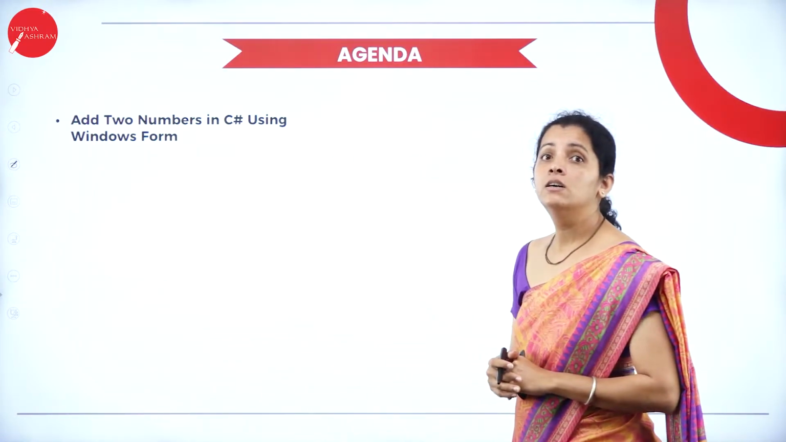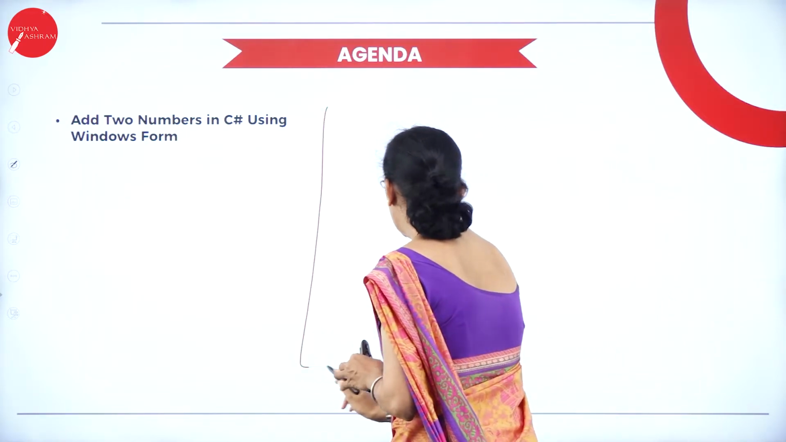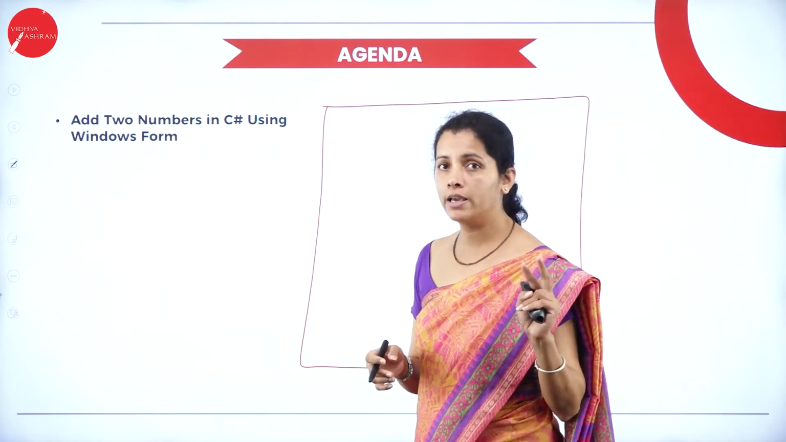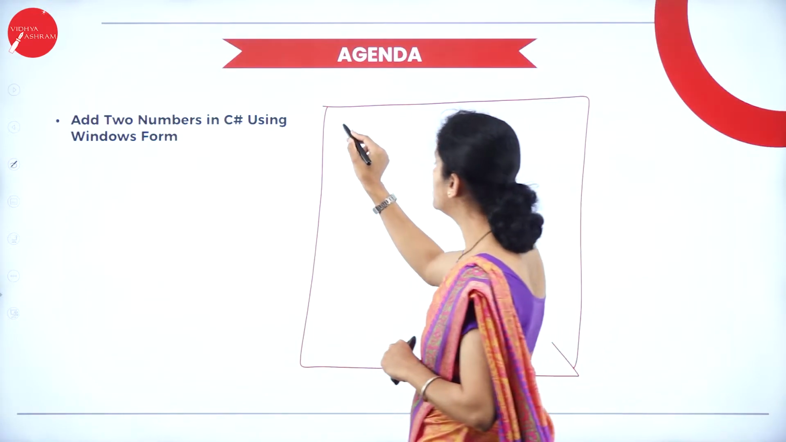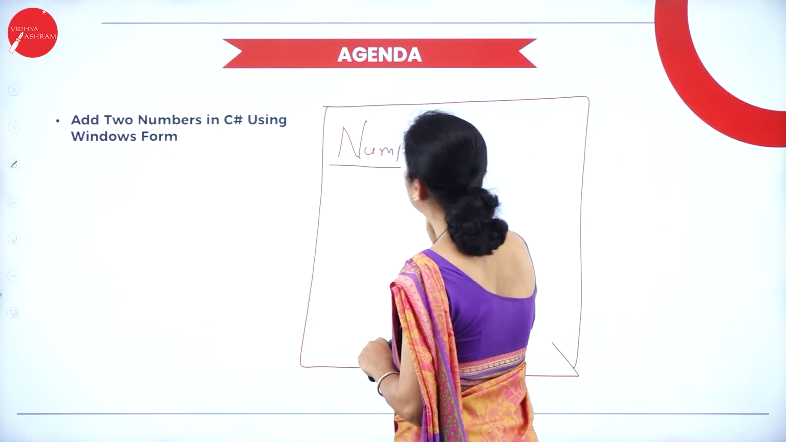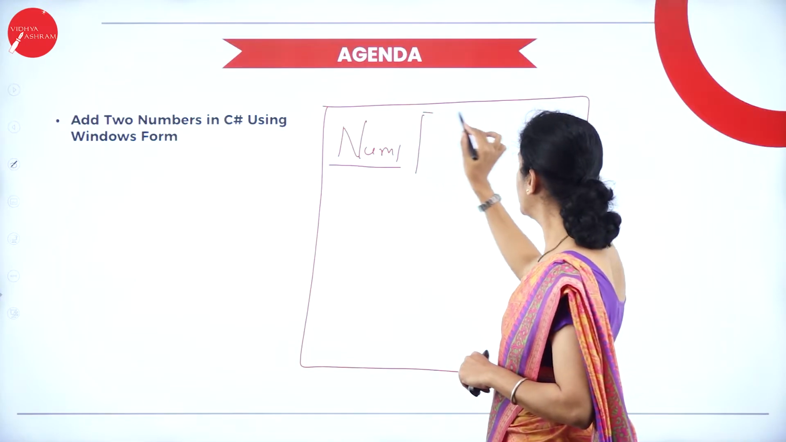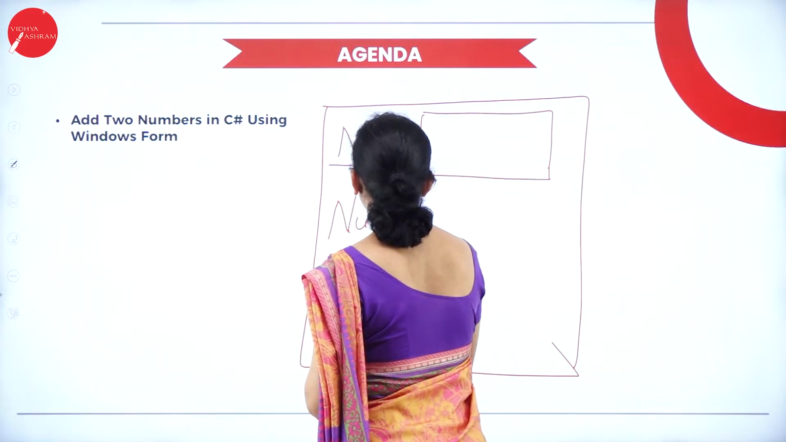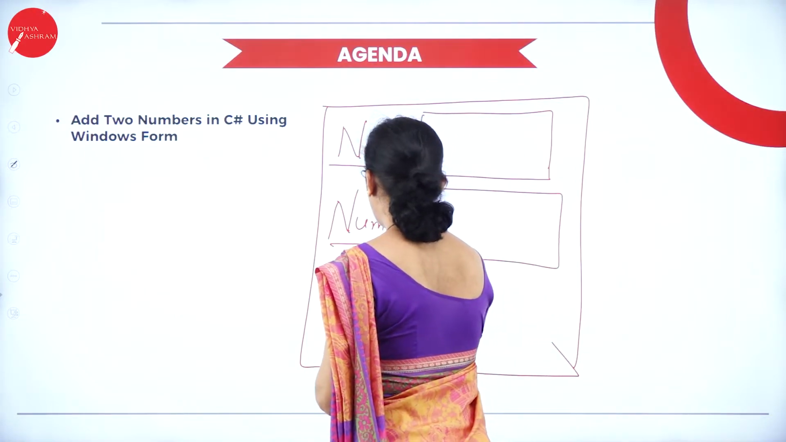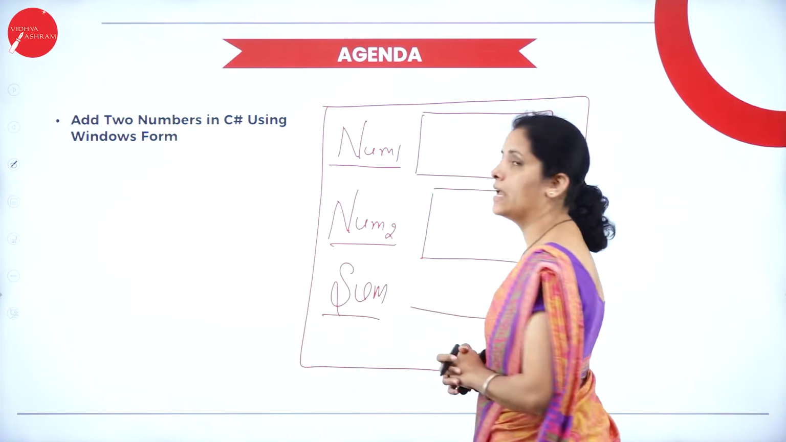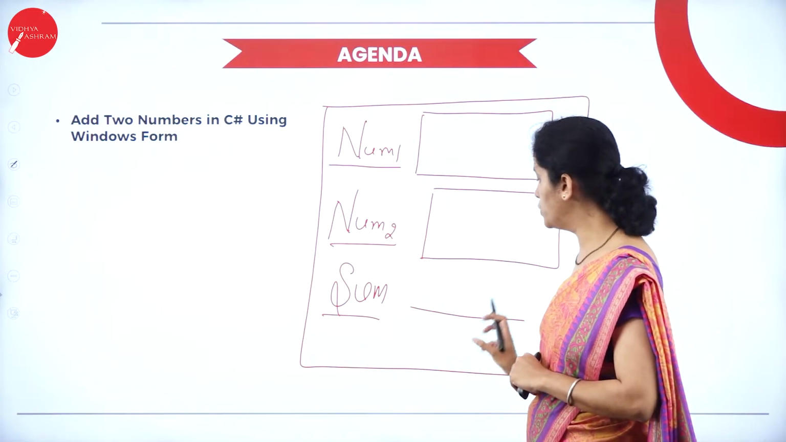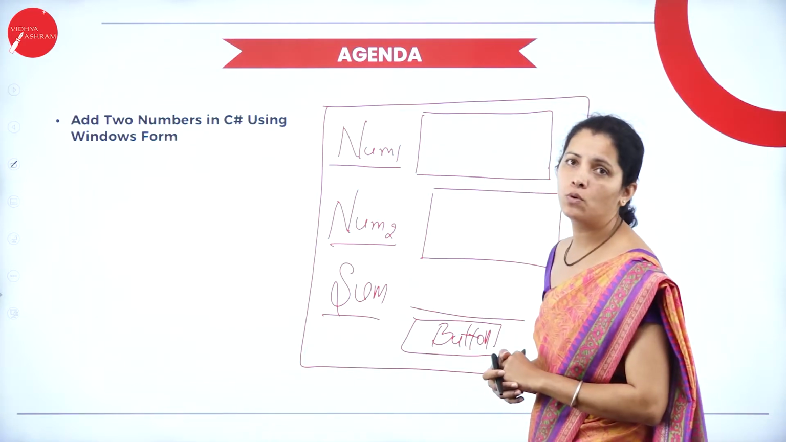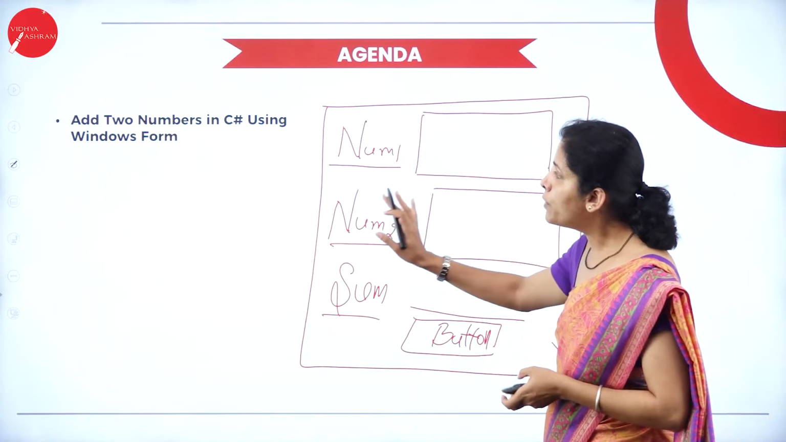Now, let me draw the sample Windows Form here. Think that this is my Windows Form. According to the question, what are the things I require? I require two input data. One is number 1. Where am I going to write number 1? In the label control, and I'm going to provide a text box. Now, I'm going to have number 2, label and text box. Now, sum, once again a label, and I can use a label or text box to display the output. Now, I want to provide a control known as button, where I'm going to write all the program. So this is the overview of this program.